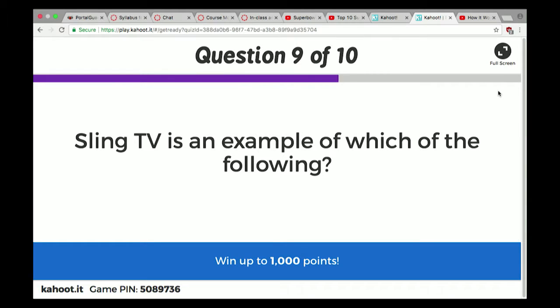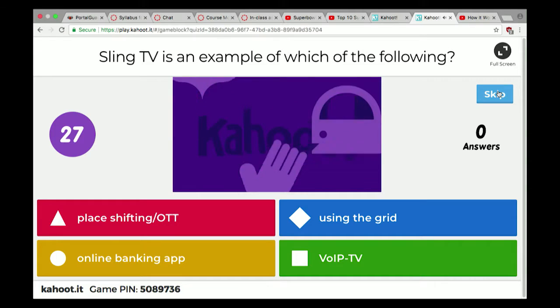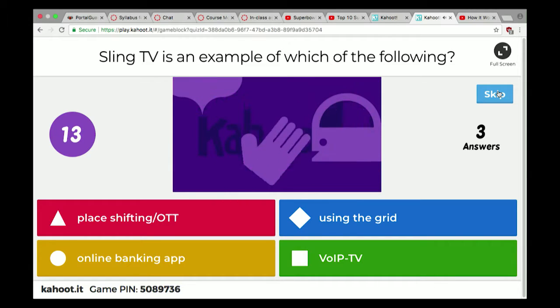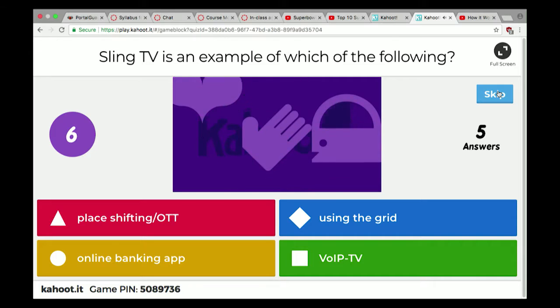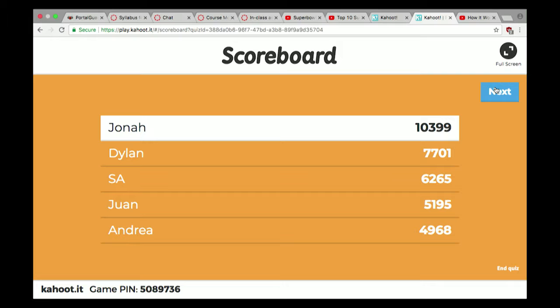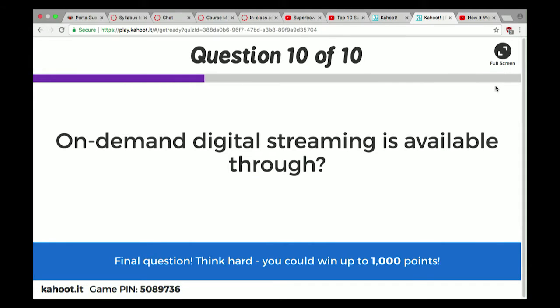Sling TV is an example of which of the following? So we talked about time shifting, but this is not time shifting. This is something else. Sling TV, as you remember, allows you to take your cable channels from your home and send them to your computer at work, for instance. So instead of having to sit at home, you can watch the same stuff you subscribe to over the internet in your office. Hey, not bad. Six people said place shifting. So we talked about time shifting, being able to record the show and watch it at a later time. This is place shifting, being able to watch the show in a different location. Sling TV is the brand name of that, place shifting.